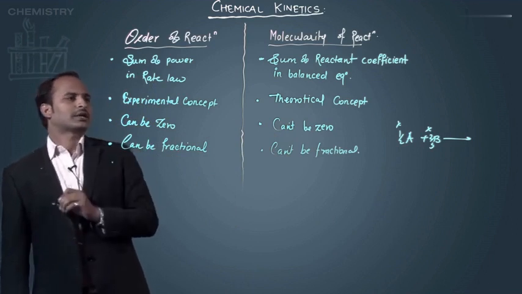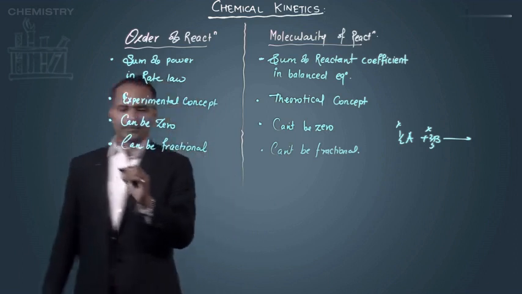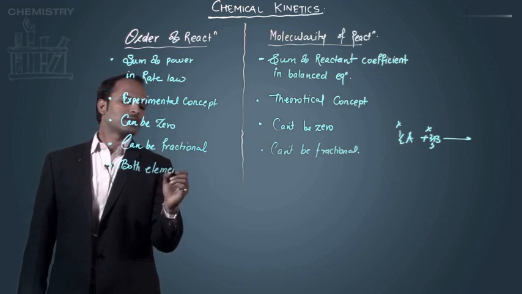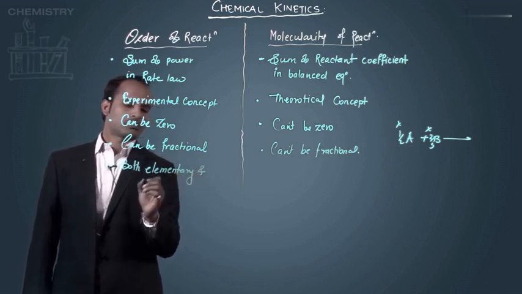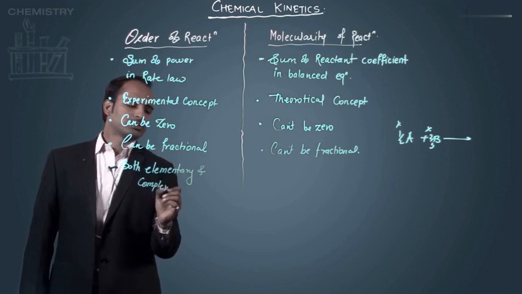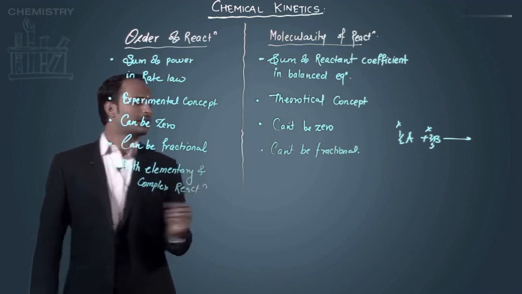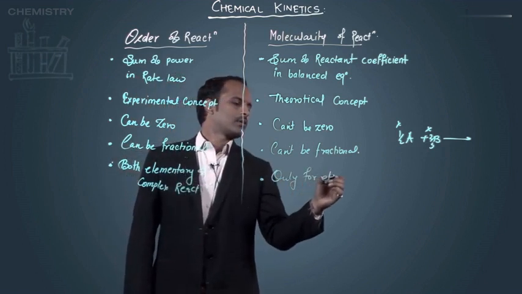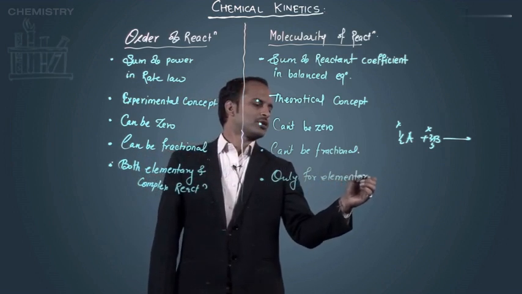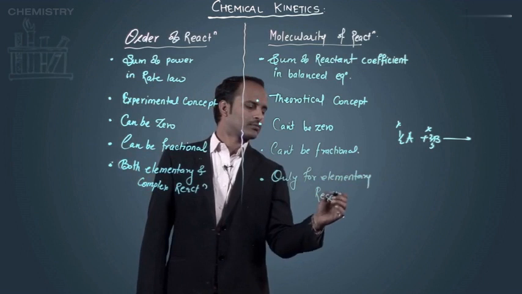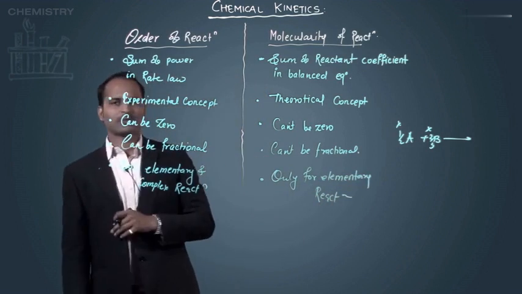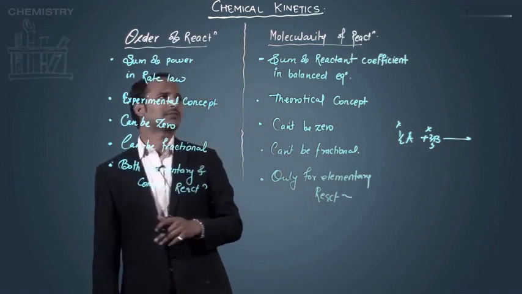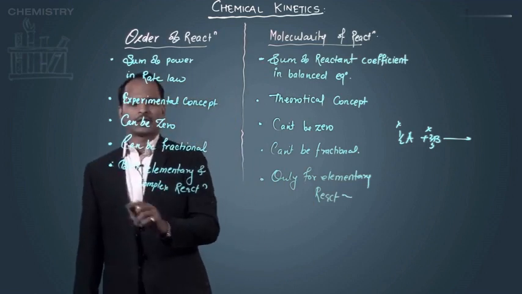Then order of reaction is applicable for both elementary as well as complex reactions. While molecularity can be calculated only for elementary reactions. This concept is not applicable for complex reactions. So this is applicable for both elementary and complex, while this is applicable only for elementary reactions. So these are some differences between the order of reaction and the molecularity of a reaction.